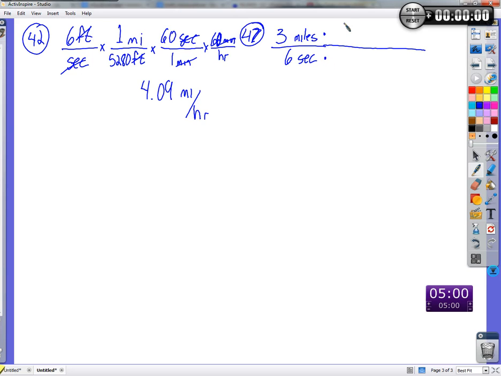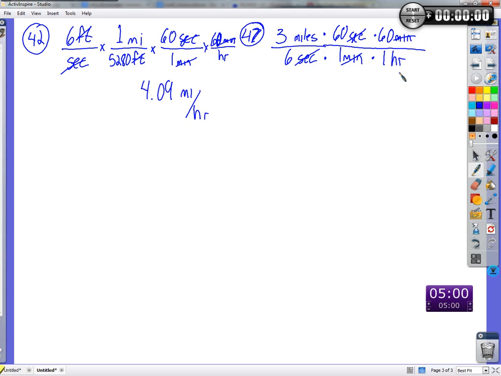Well, we're going to need to multiply by an equivalence ratio, just like we did here, to get it into miles per hour. Well, it's already in miles, right? So that's done. We just need to convert the seconds into hours. How are we going to do that? 60 seconds on top, and like 1 minute on bottom. 1 minute on bottom, very good. Now we have canceled the seconds. We're at miles per minute. So we'll multiply by 60 minutes, cancel out the minutes, 60 minutes per hour. And now we're in miles per hour.